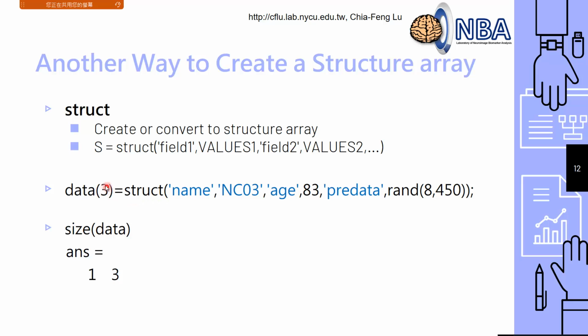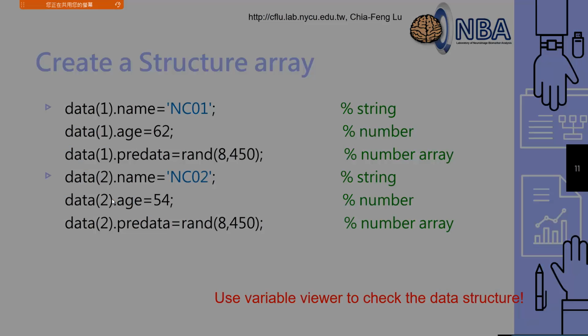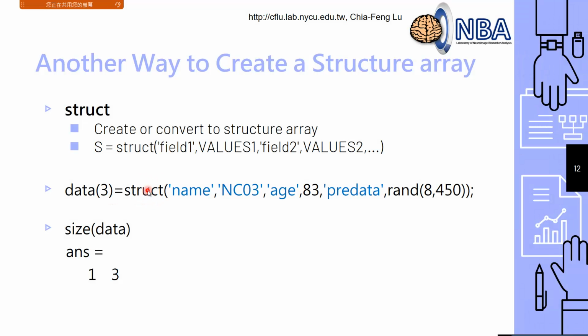If I'm going to assign the third subject's data into this data array, you don't really need to do the same thing like what you did right here. What you can do is use this struct function. So take a look right here. This struct function follows a rule of so-called pair input. You can take a look. This is the first pair. This is the second pair. This is the third pair.